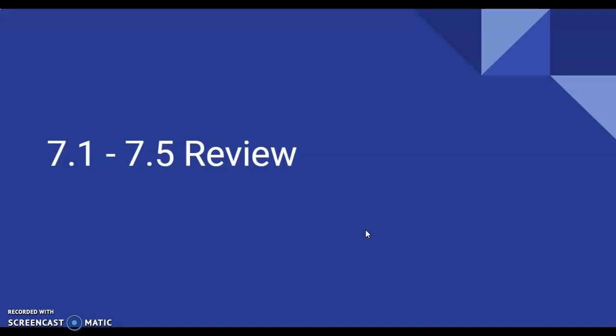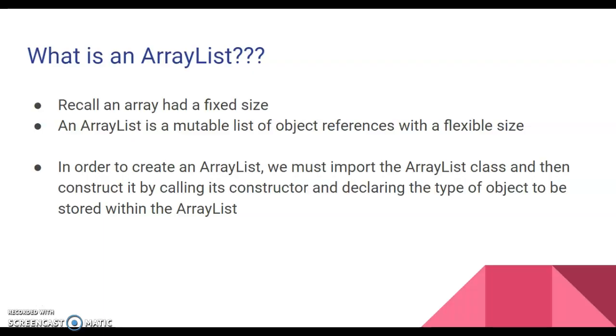We're here for the 7.1 to 7.5 review. Technically, it's 7.4, but let's go ahead and get rolling through this. So we learned earlier what an array list was and how it's slightly different from arrays, mostly that they are not fixed in size. They can be manipulated, and we call that mutable. So we can be flexible with how many things we add or remove.